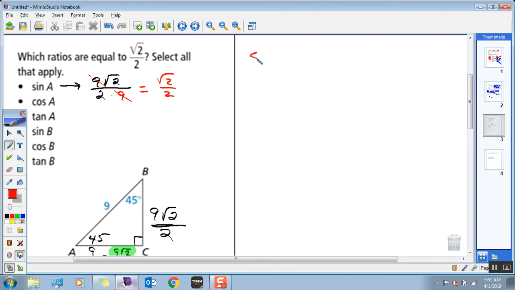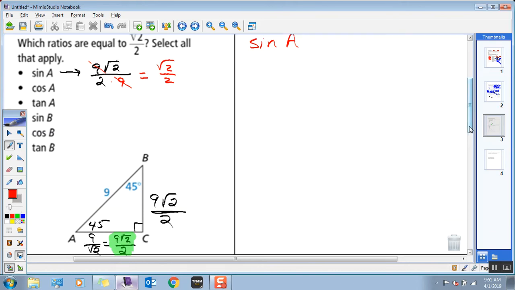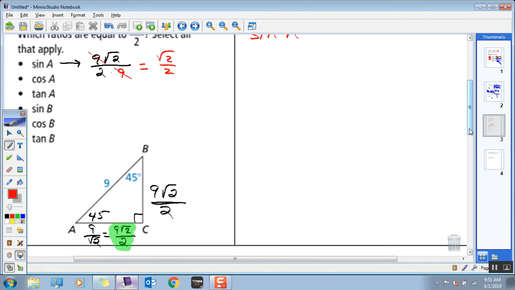So does the sine of A work? Absolutely. Take a look at the cosine of A. Wouldn't the cosine of A be 9 root 2 over 2 divided by what again? What are you dividing by here, kids? Isn't that going to be exactly the same thing again? Okay, cosine of A is going to work. It's going to be the same thing, which is root 2 over 2 again.